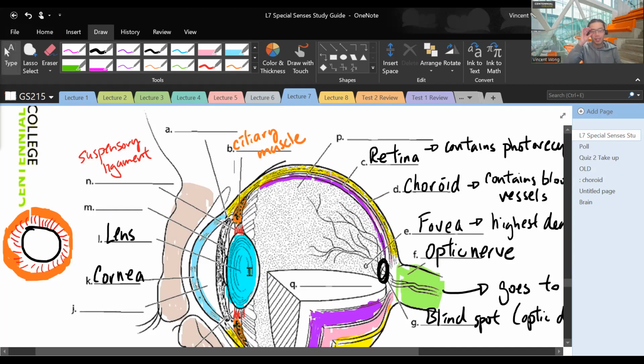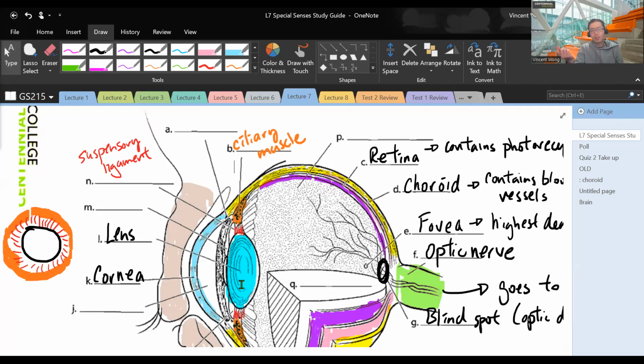Okay, so one more time, just in case you missed it. When the ciliary muscle contracts or relaxes, it will cause the tension, the tightness in the suspensory ligament to change, which then will cause the lens to become thicker or thinner. Okay, we'll explain exactly how that happens next time.